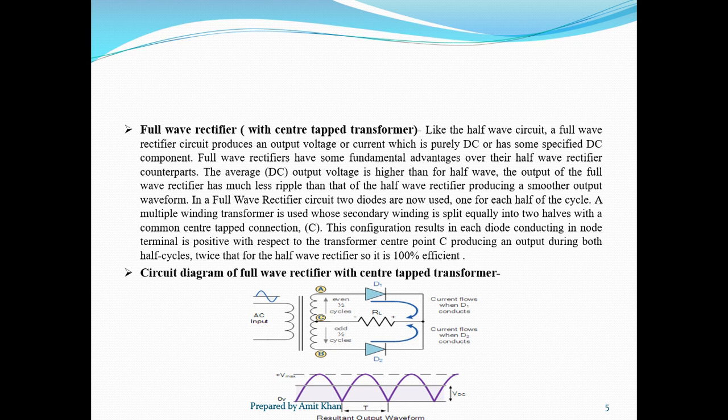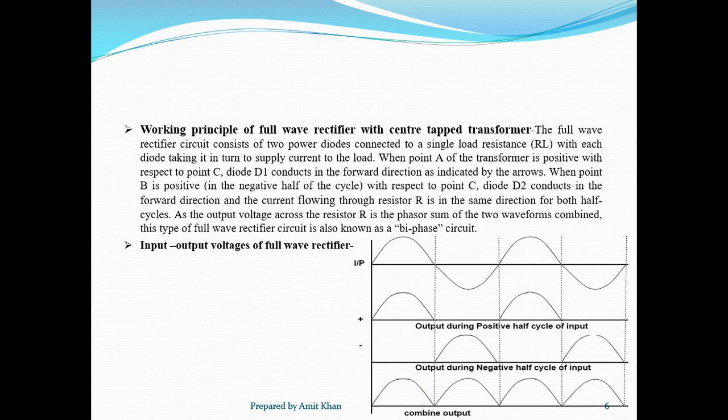Here we can see the circuit diagram. Two diodes are there, D1 and D2, and there is a center tap transformer, and we can see some points, that is A, B and C. We will discuss the points in the working principle part. So let us see how a full-wave rectifier circuit works.